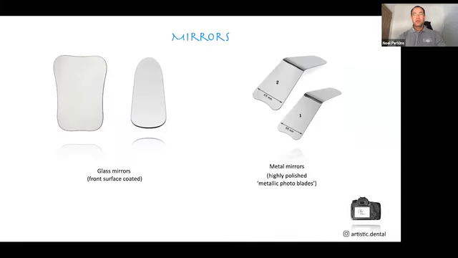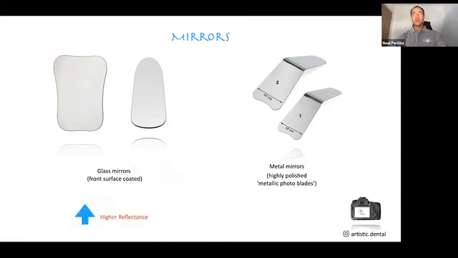Mirrors. Two types of mirrors. You have glass mirrors and metal mirrors. The glass mirrors need to be front surface coated, whereas the metal mirrors are basically stainless steel, which is highly polished. On the right side here, you can see that this mirror is actually a combination mirror. So you've got occlusal and buccal all in one, which can be useful.